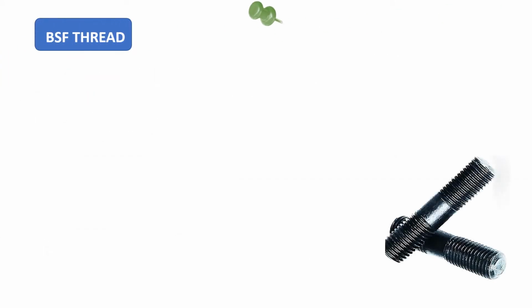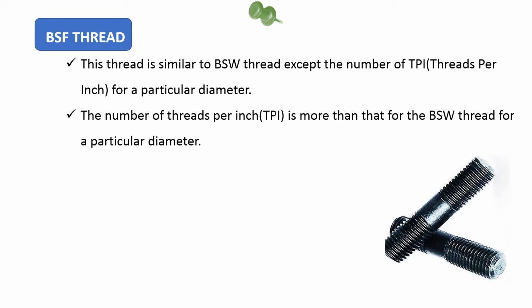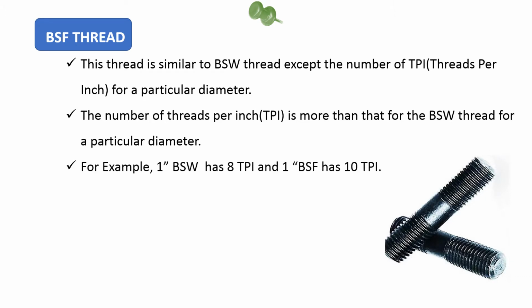BSF thread. This thread is similar to BSW thread except the number of TPI for a particular diameter. The number of threads per inch is more than that for the BSW thread for a particular diameter. For example, 1 inch BSW has 8 TPI and 1 inch BSF has 10 TPI. Uses. It is used in automobile industries.